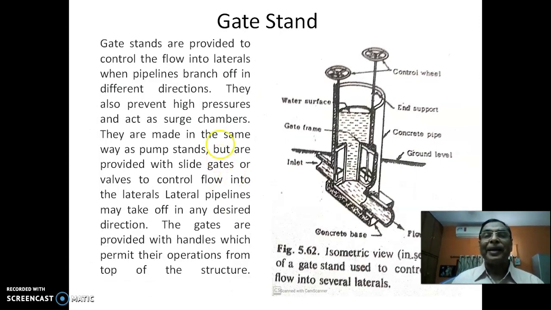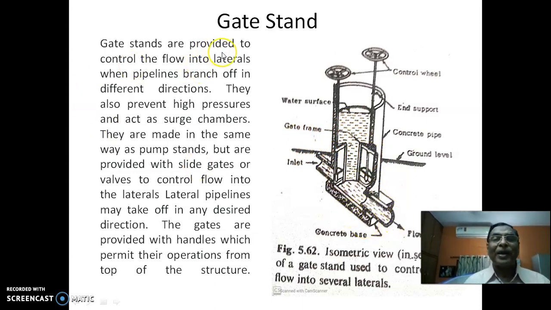And then this is a gate stand. We were discussing some of these elements. They are purposefully placed at certain places. What for this gate stand? First of all, you can see this is a sectional isometric view. It has got a control wheel, then end support, then concrete pipe. This is the ground level. This is the underground pipeline, and from here the gates operate. This is a gate frame. This is the inlet, and this is the outlet. Of course, this is a concrete base.